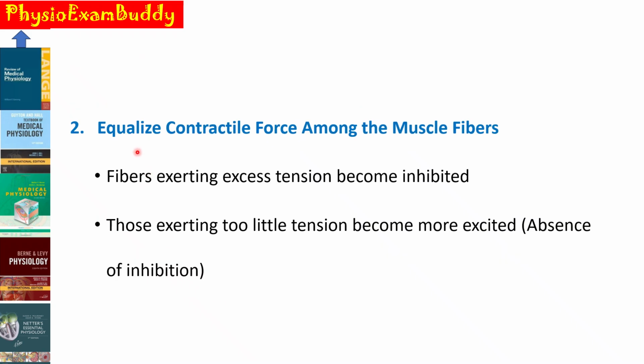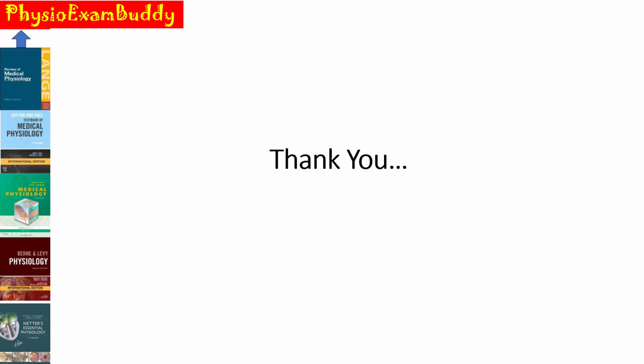The next function is that it also equalizes the contractile force among the muscle fibers. That is, the fibers exerting excessive tension become inhibited, whereas those exerting too little tension become more excited. That is, absence of inhibition occurs in those muscle fibers which have very little tension, whereas those having excess tension will be inhibited. So like that, this inverse stretch reflex is basically a protective mechanism. That's about the inverse stretch reflex.